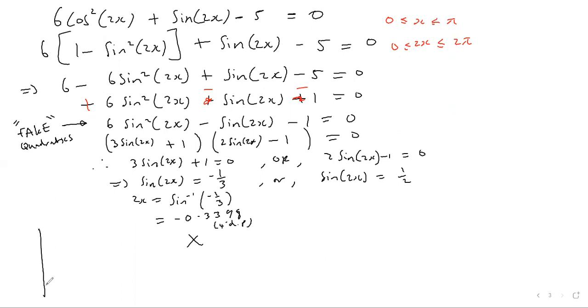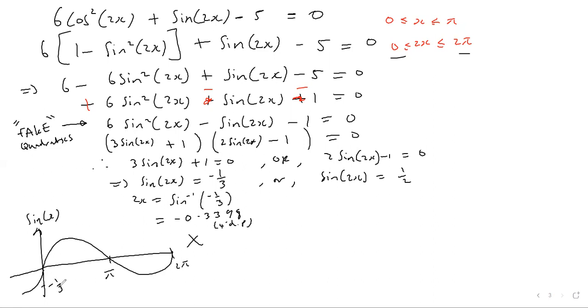So we need to draw the sine graph. We need to think about what a sine graph looks like between 0 and 2 pi, because our 2x inside the sine is going between 0 and 2 pi. So drawing a sine graph looks something like this between 0 and 2 pi. So there's 2 pi there, there's pi there. Again, this is sine x here. So when we did the sine inverse of negative 1/3, we got a value of minus 0.339 on the x-axis there. So negative 1/3, let's just say it's roughly there.